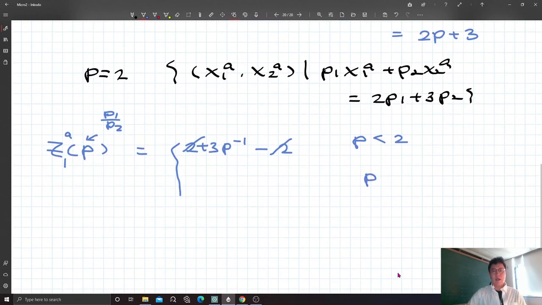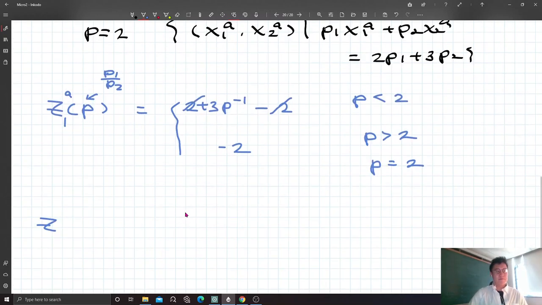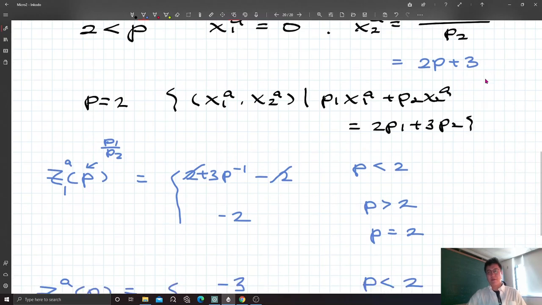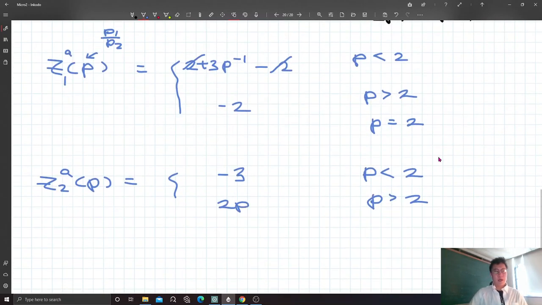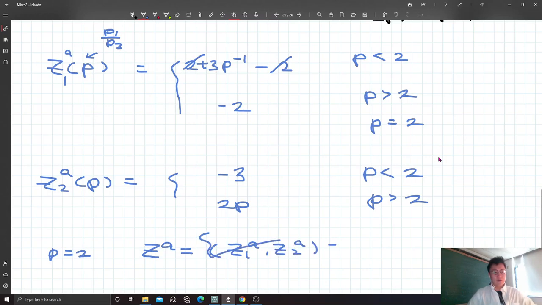Now when P is higher than 2, for good 2 it's going to be negative 2. If P is equal to 2, the excess demand function is not that easy to write, but let me write it down later. When P is lower than 2, that is negative 3. When P is higher than 2, it's 2P plus 3 minus 3, so it's going to be 2P. And finally, when P is equal to 2, the excess demand function ZA is going to be a 2-tuple, one pair of functions, Z1A and Z2A. So now it is the set.